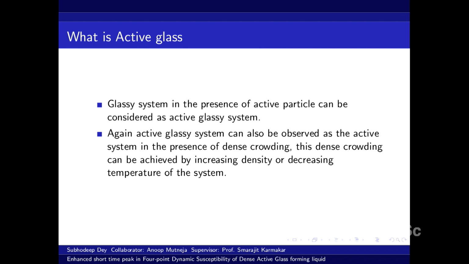So what is active glass? Active glass can be considered in two ways. One could be: we know what a glassy system is, and we put in some active particles which have their own internal energy and can move in the system. Another way is if the active system as a whole can be condensed into a dense medium, that can also be thought of as an active glass.